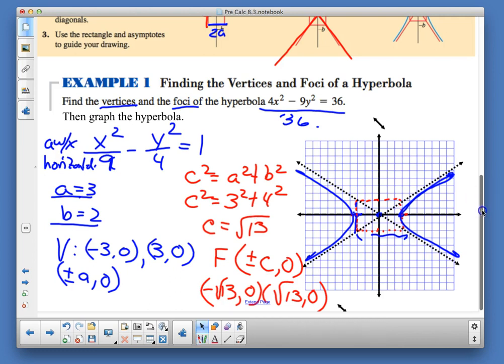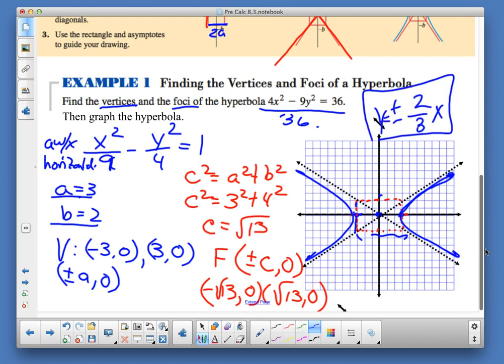One last thing, my asymptote as I'm going through. Because it was from here, I've got rise of 2, run of 3, rise of 2, run of 3, so my asymptotes are y equals plus or minus 2/3 x. That's how I pick those up. Rise over run from 0, 0, and we'll talk about what happens when I have h and k other than 0, 0.